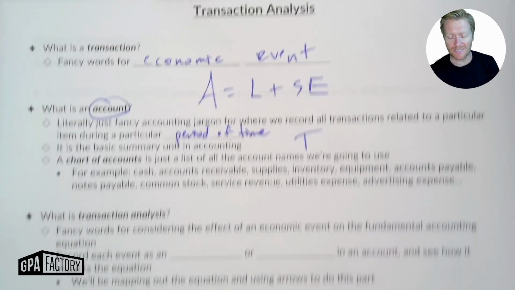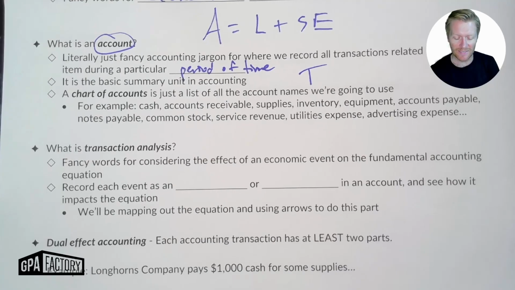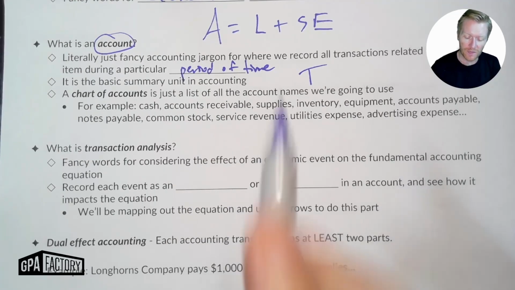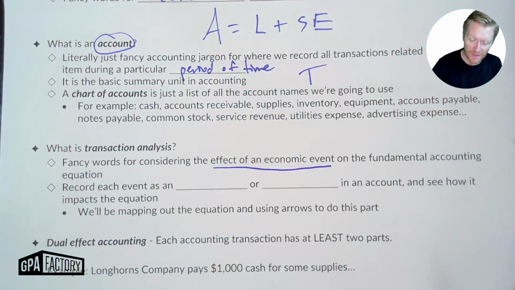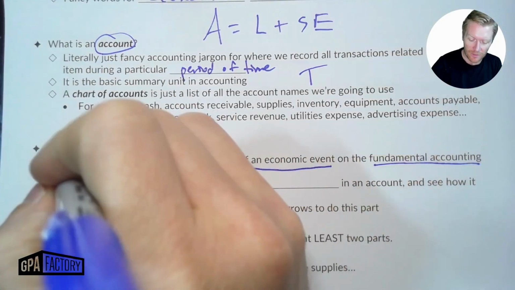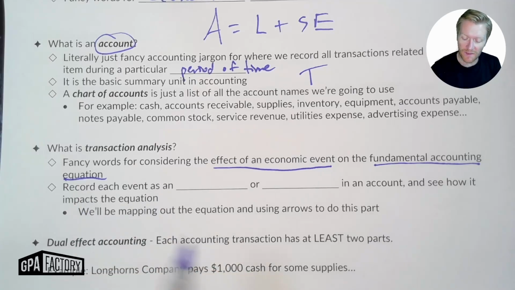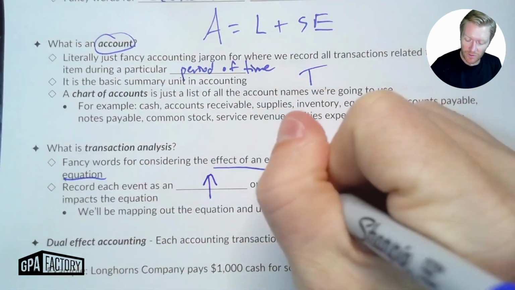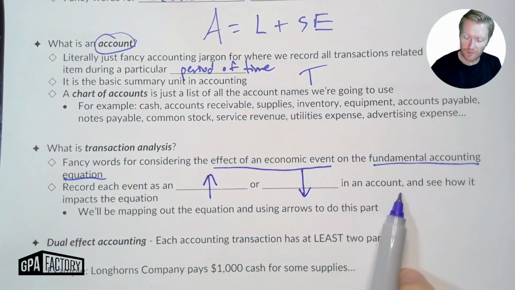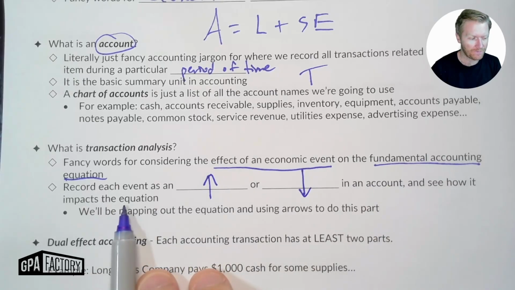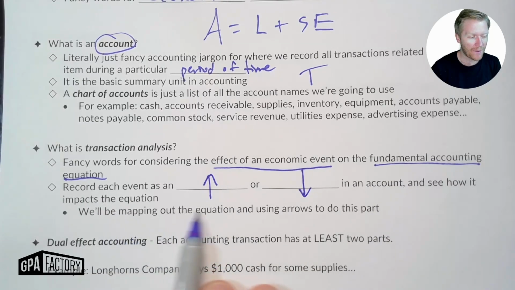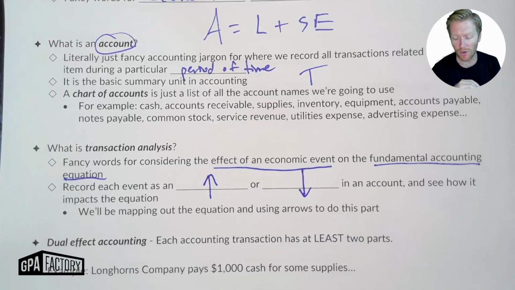Now, we've already discussed this, but transaction analysis is really just fancy words for considering what the effect of an economic event is on that fundamental accounting equation. So we're going to look at A = L + SE, and we're going to do some arrows. We're going to record this event as an increase and or a decrease in an account and see how it impacts the equation. We are going to be mapping out the equation and using arrows to do this part.